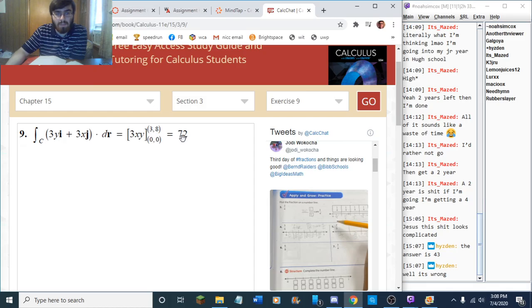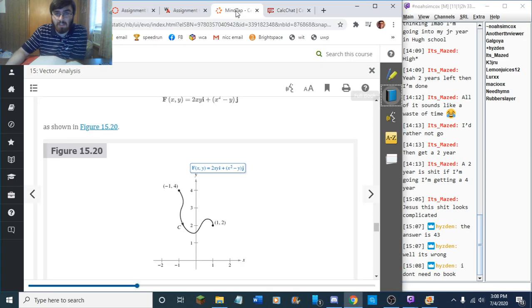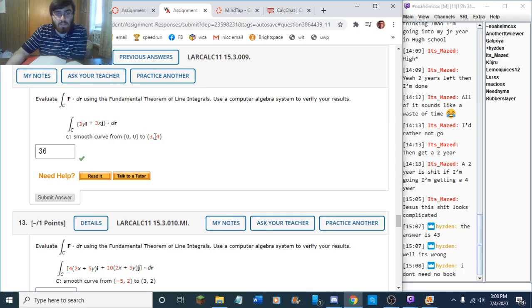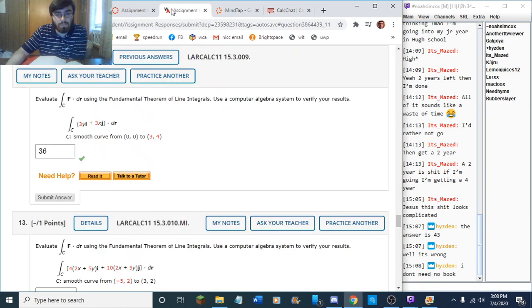Wait, they come up with 72. How did they come up with 72? What? Oh, it's because they use different limits than me. They use 3. I use 3 and 4, and they use 3 and 8. Okay, if you think your answer is correct, then explain how you got that answer.